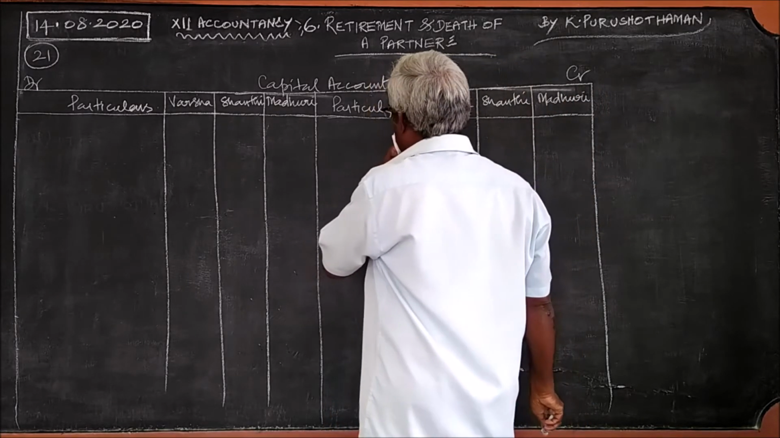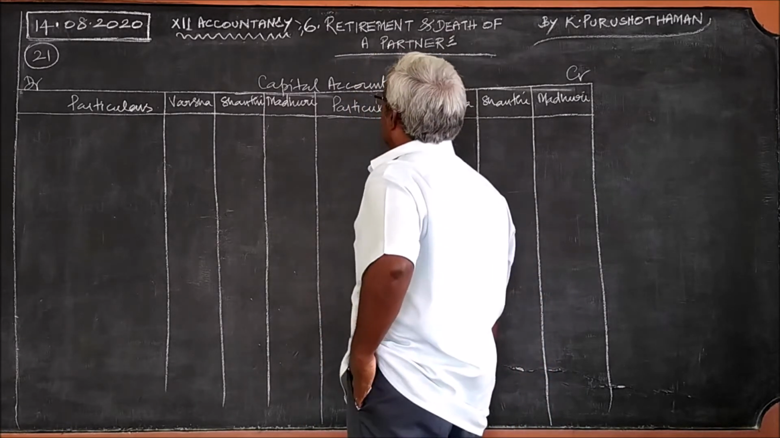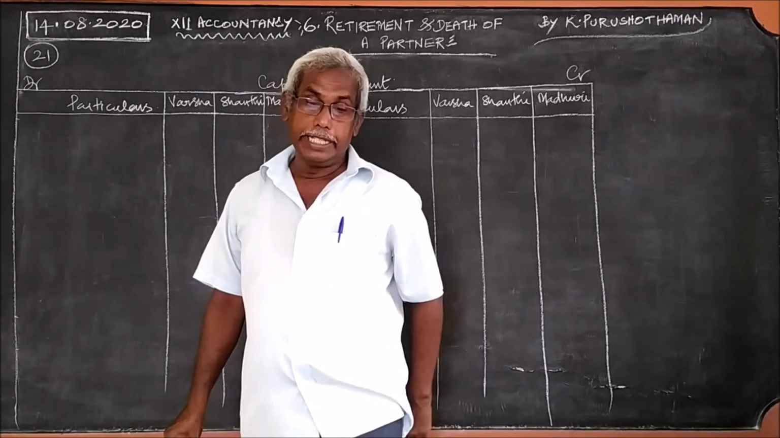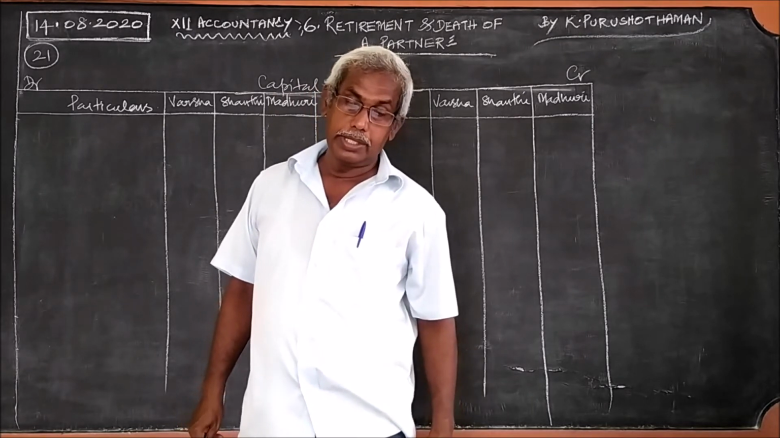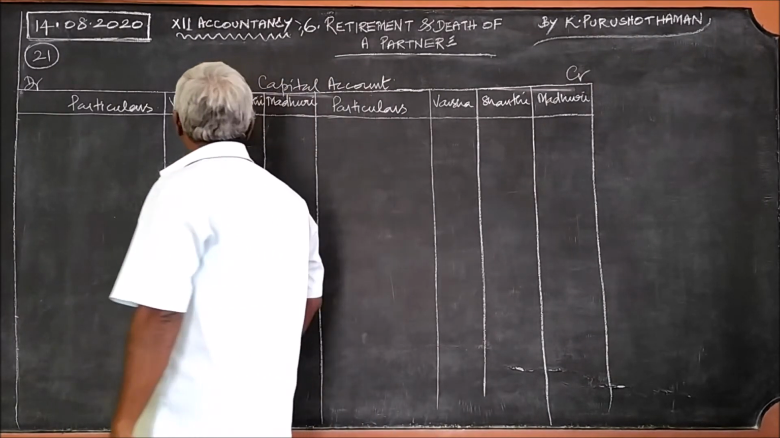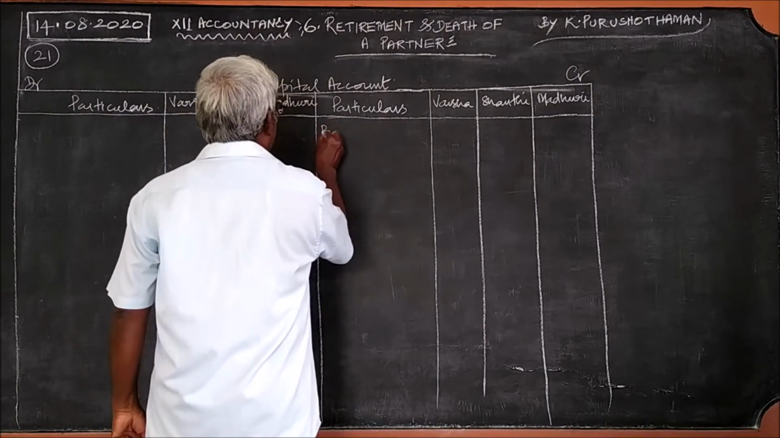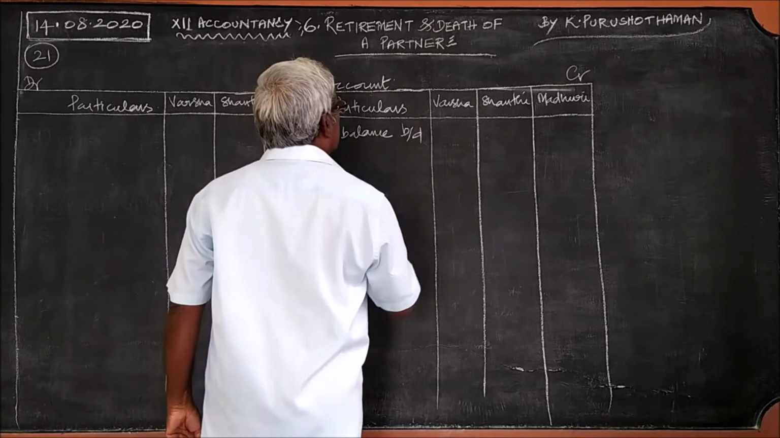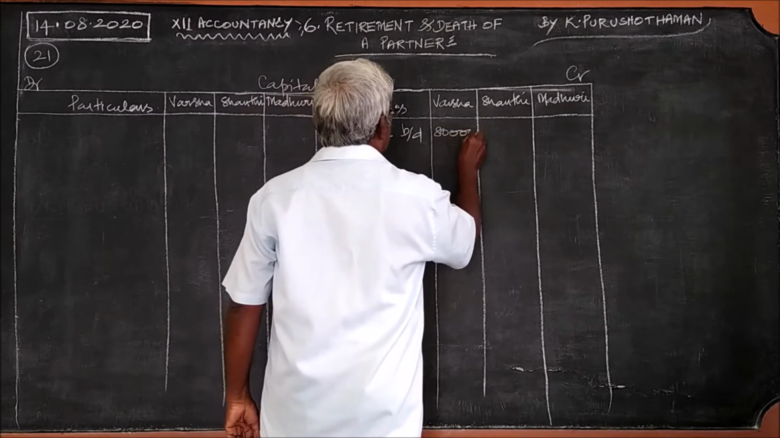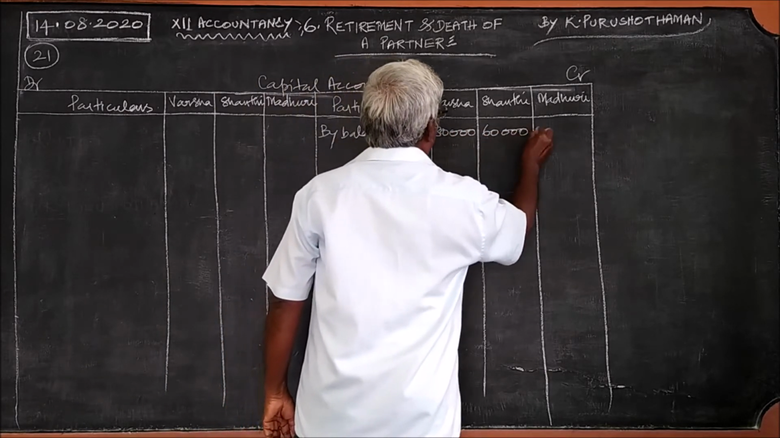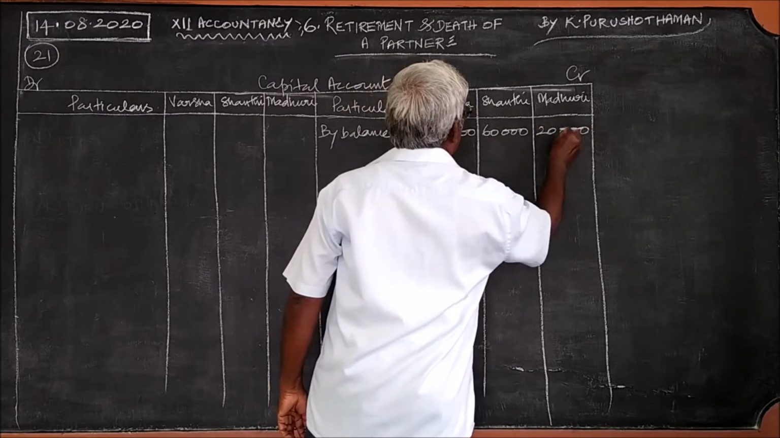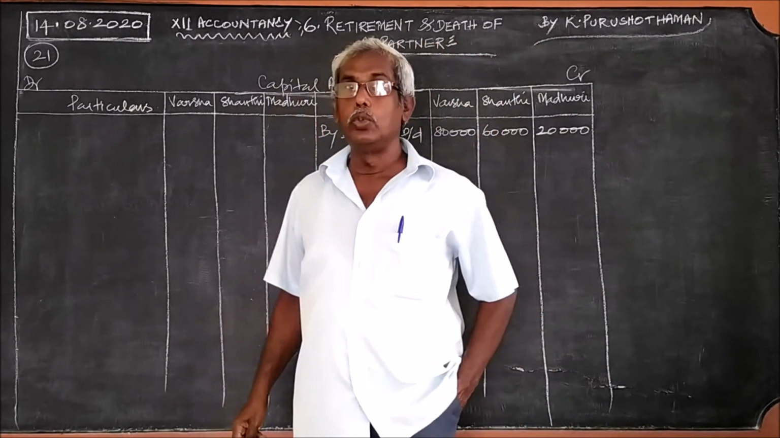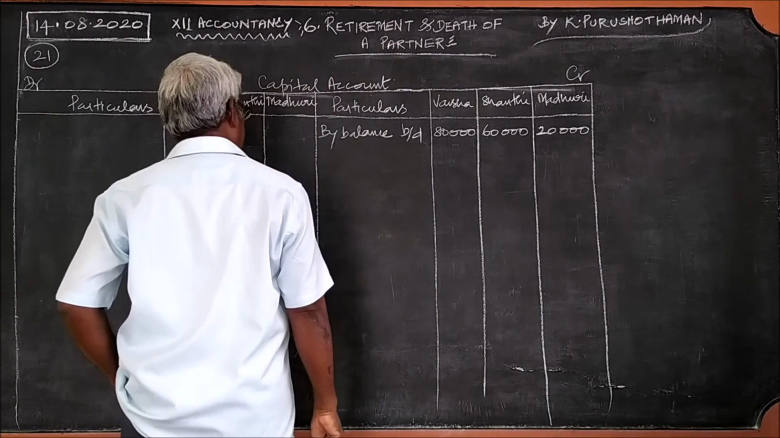Okay. What should be the first entry in the capital account? I have said it very many times, these are all repetitions. The capital of the partners, 80,000, 60,000, 20,000, in the name of by balance brought down. This should be the first entry.